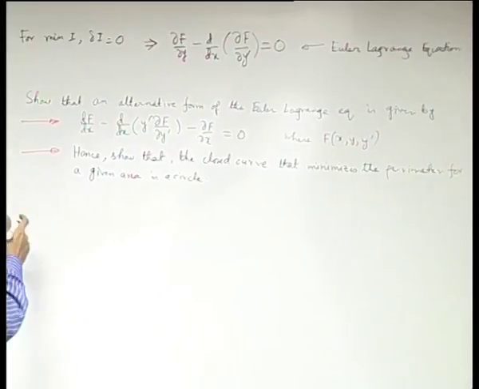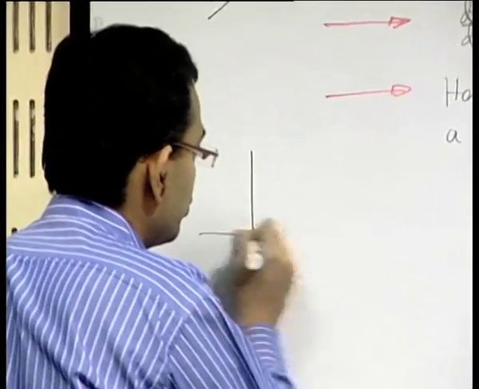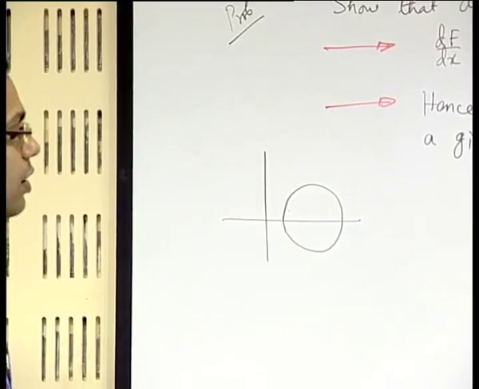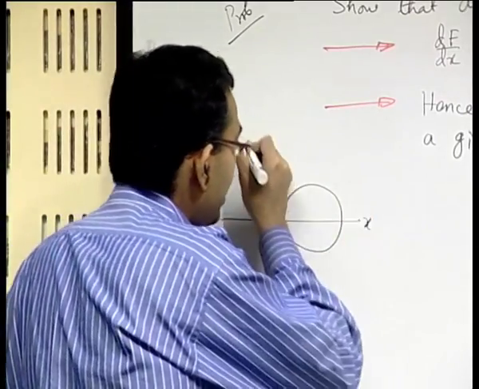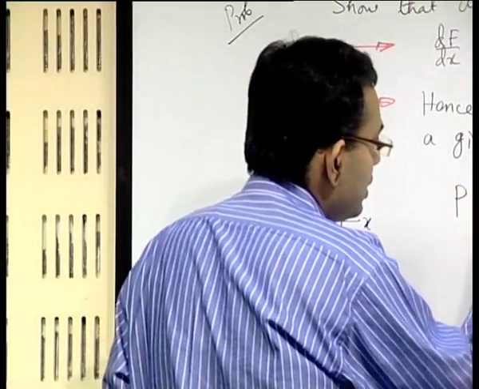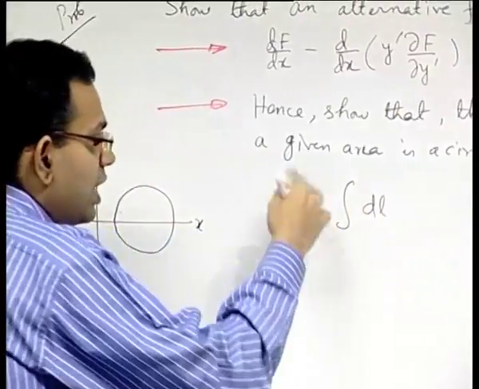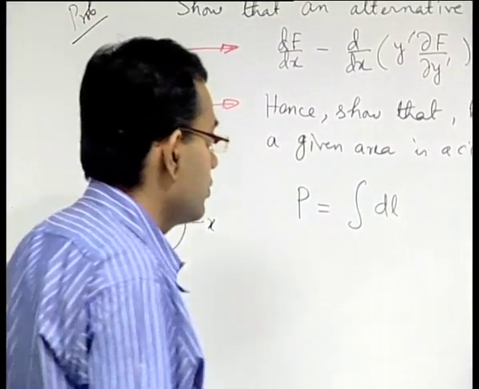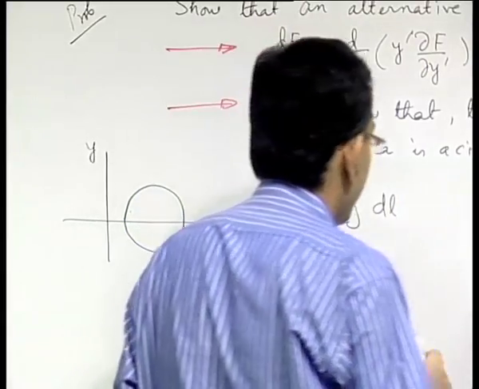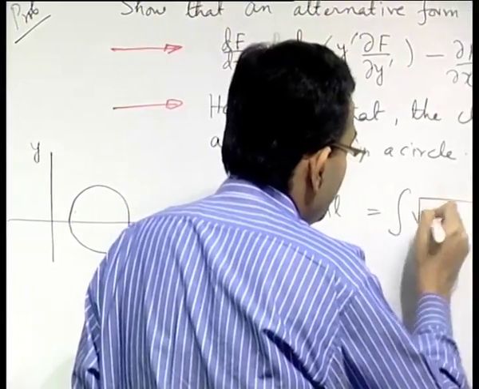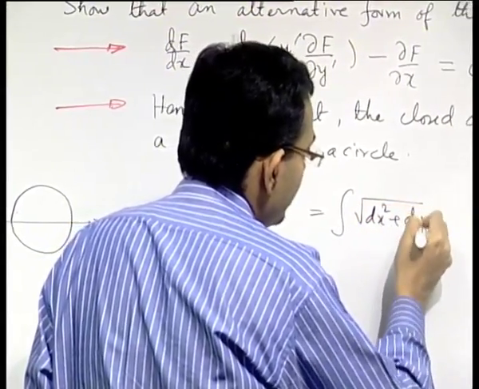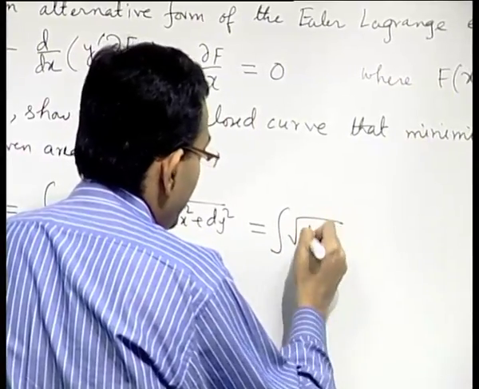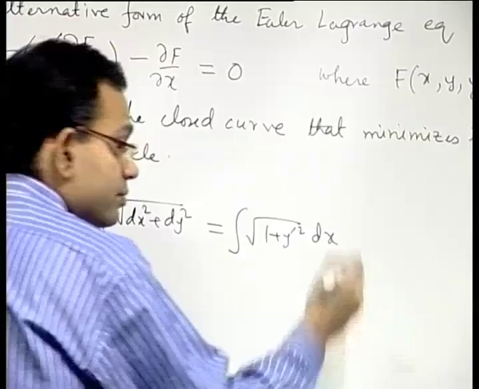So, let us try to make a sketch of what we are going to show, and you have a curve. The perimeter of the curve, so if this is the y axis and this is the x axis, the perimeter of the curve is essentially the cyclic integral of dl, the total length of the curve, the contour integral of dl. So, square root of dx square plus dy square. So, root over 1 plus y dash square dx.